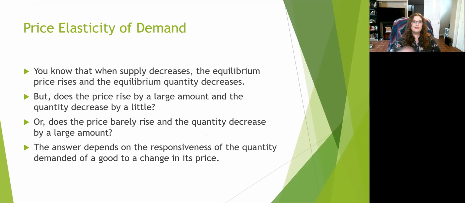So we know that when supply decreases, the equilibrium price rises, right? That's all the way back in the law of demand, that as we have less and less of something to sell, I'm going to have to raise the price of it, right? Which means the equilibrium quantity is going to decrease. We've seen this in some of our earlier graphs. But what we don't know is, does that price rise by a large amount? And does the quantity just decrease by a little? Or does the price barely rise and the quantity decrease by a lot?